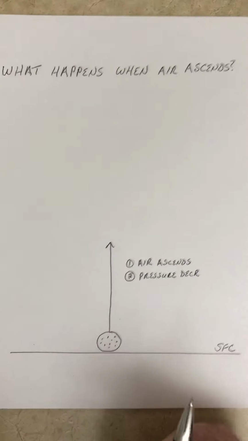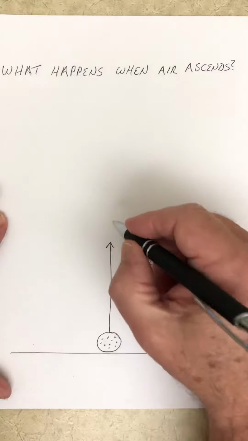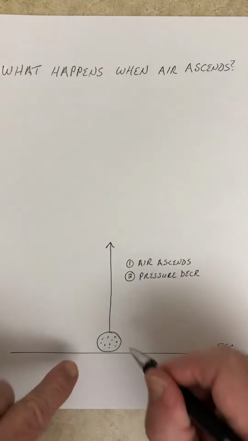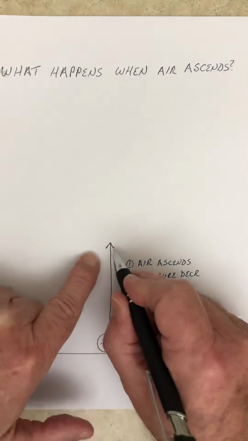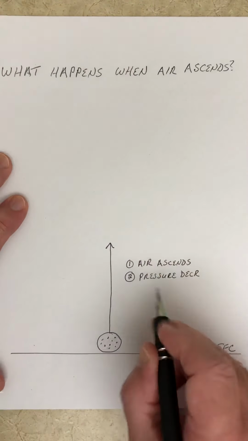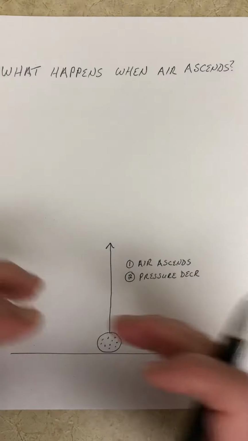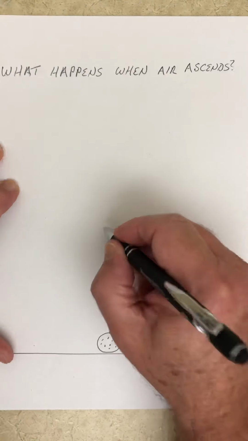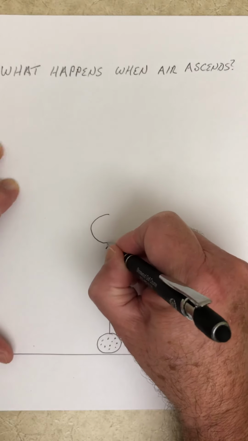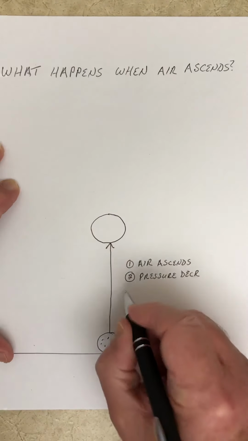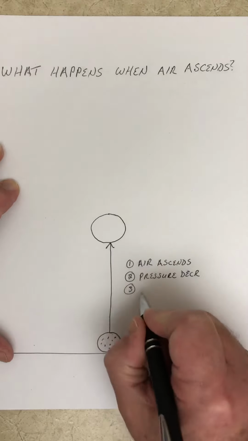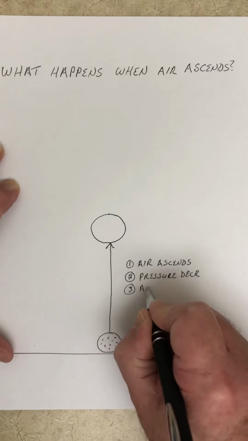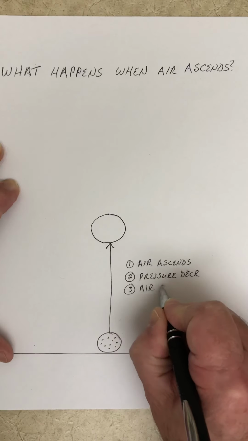When the pressure decreases, that means that, right now we've got air pressure pushing down on this air parcel. When we get that air parcel to rise, the pressure is going to decrease. So with less pressure on it, it's going to allow this bubble or this parcel to expand. And so our parcel is going to expand. So once the air ascends, the pressure decreases and the air expands.